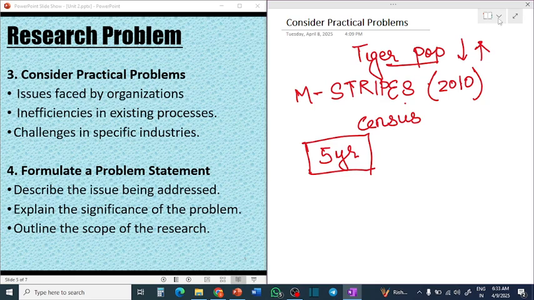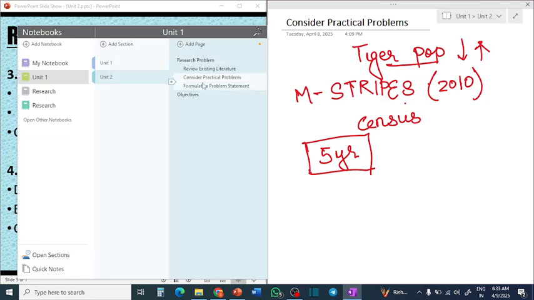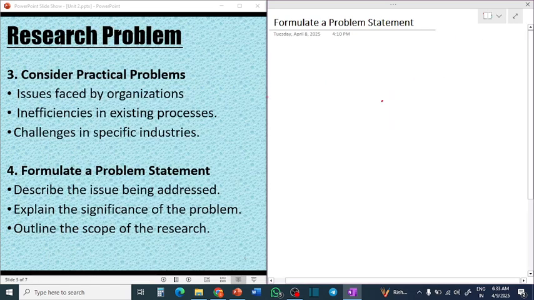Now we will move on to the fourth point, which is formulate a problem statement. So when we formulate a problem statement, we have to see three things. First, describe the issue being addressed. As you can see in the PPT over here, I am reading the same 3 points. Describe the issue being addressed. So what is our issue? That the tiger population is decreasing. So this is the first point.